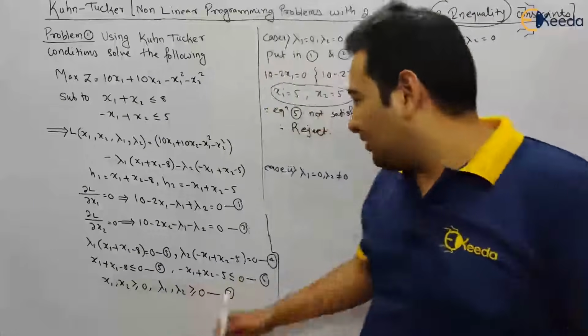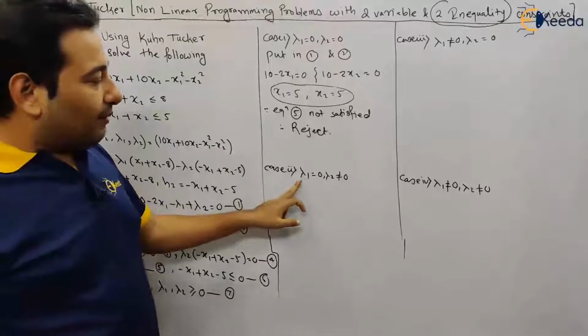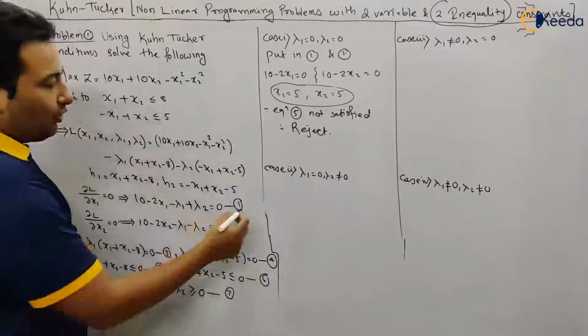Let's move on and solve the case number 2. See here, lambda 1 equal to 0. Let us put in 1 and 2.